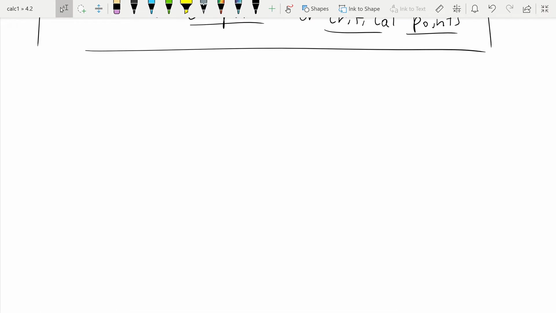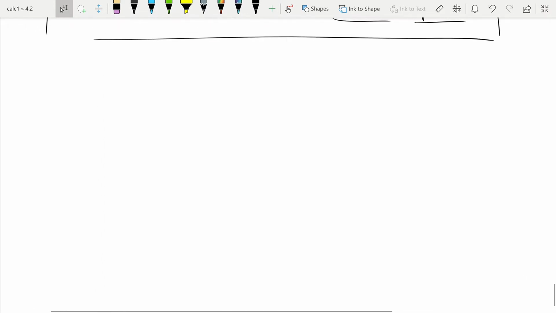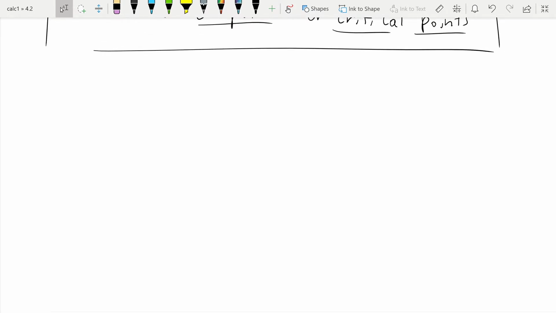Alright, so let's continue with the analysis we're performing to find extreme values and optimizers, with the goal of applying this to optimization problems. Okay, so let's look at an example.